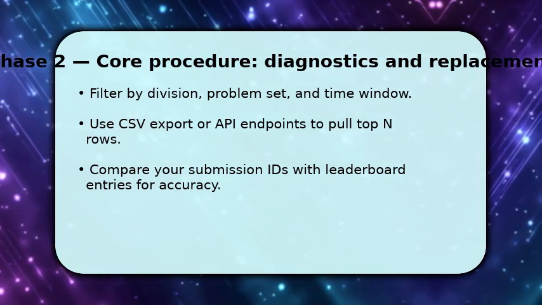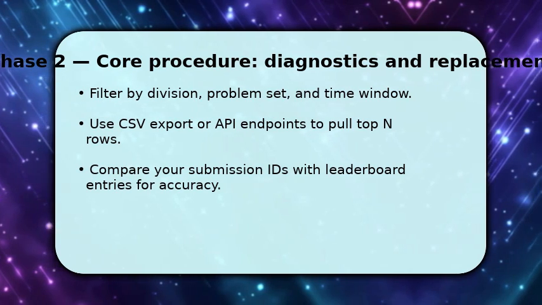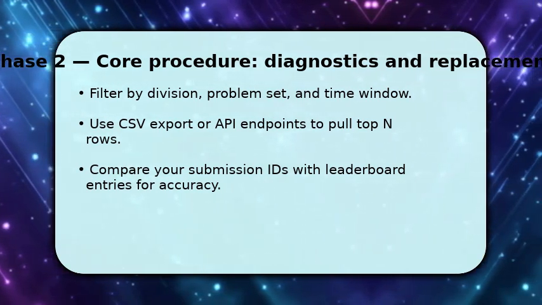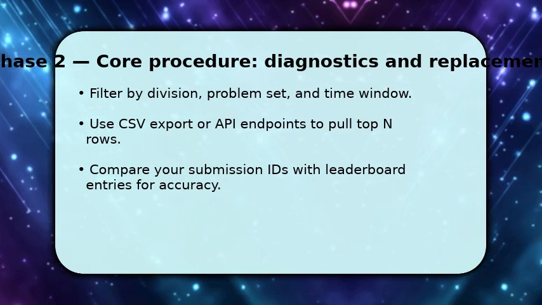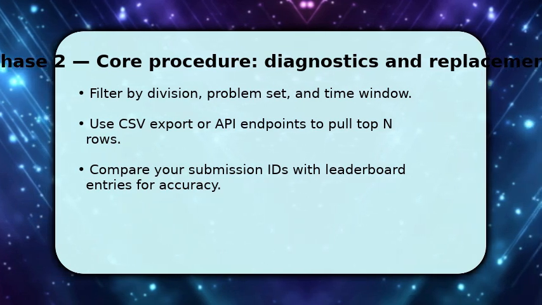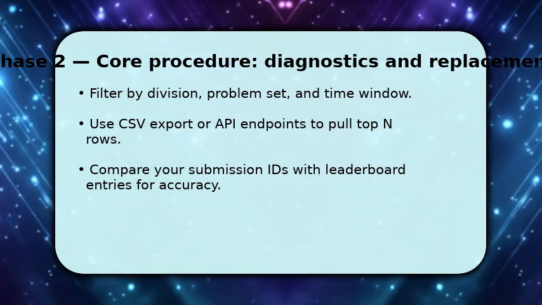Once you have data, sync submission ID from your account against leaderboard entries to validate that scores correspond to your runs. If discrepancies appear, mark those rows for review and keep a time-stamped snapshot. This preserves evidence for any later disputes.